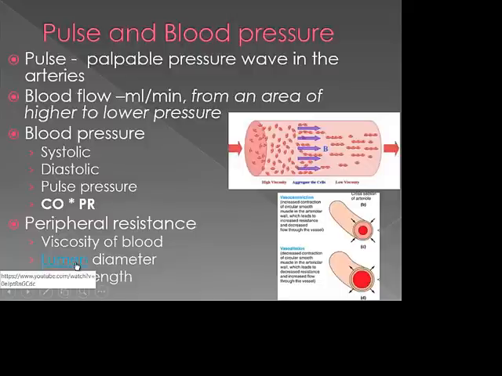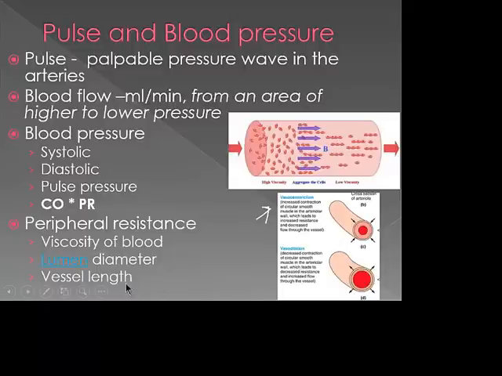The larger the lumen, the less the resistance. So we can see that vasoconstriction, increased contraction, will increase peripheral resistance. Vasodilation, when the vessels dilate and the diameter increases, the resistance comes down. Blood flows out more easily.